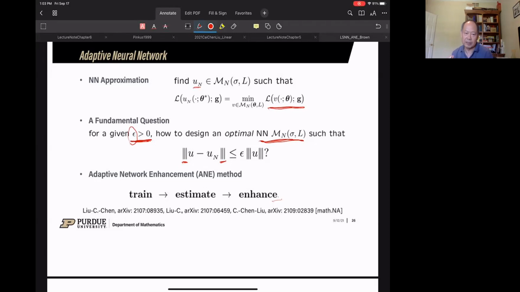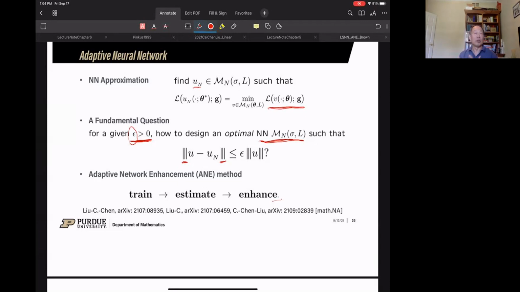We cannot do that because when we train, we don't even know where we are. Okay, then the second step: once we have an approximation using the current neural network, we want to estimate how good we are. Is our approximation good enough? Then we can stop. If our approximation is not good enough, then we need to change our model.